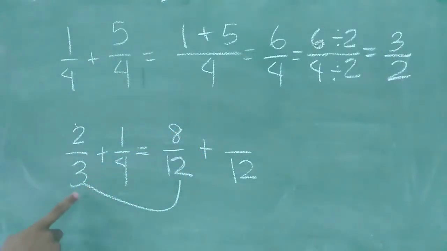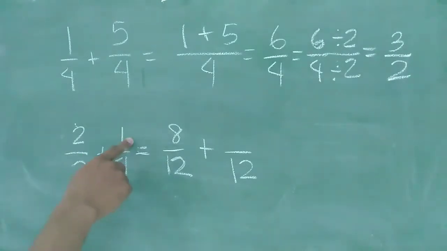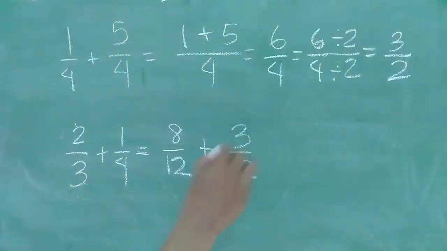So this is the equivalent of 2/3. Is that clear? Okay. Now let's rewrite another fraction. 12 divided by 4 is 3, times 1 is 3. So now we have the new fractions: 2/3 is equivalent to 8 over 12, and 3 over 12 is equivalent to 1/4.